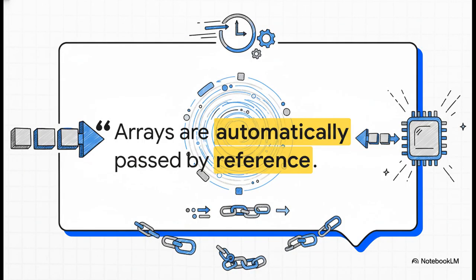And here it is. This is the single most important thing to take away from this whole explainer. In C++, arrays are automatically passed by reference. You don't have to do anything special to make it happen. It's just how the language works. It's designed from the ground up to be smart and efficient with big data right out of the box.